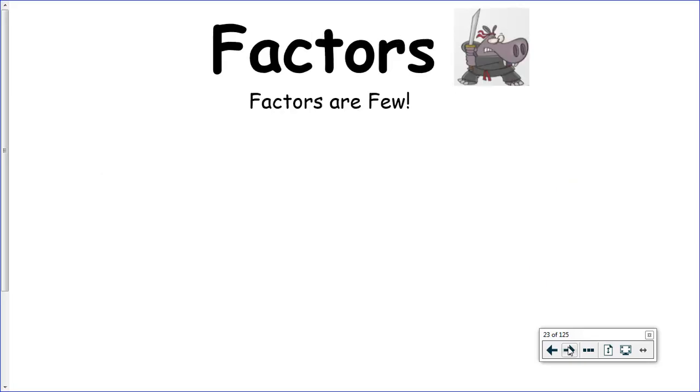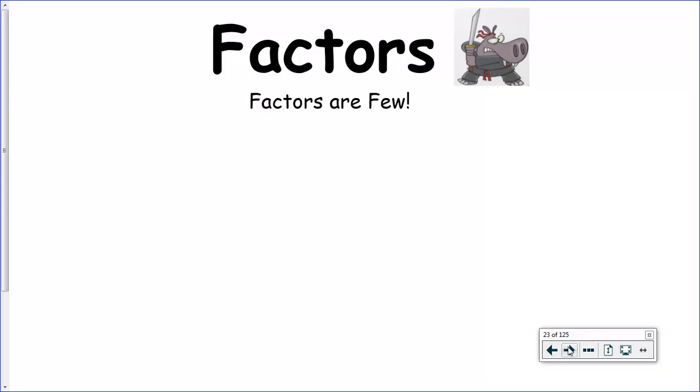So first in your notebook, you should have already written "factors" at the top of one page. What we learned on Friday when you watched the video is that when you find the factors of a number, those are the numbers that go into it. So the factors of 15 or the factors of 10, and we made factor rainbows.